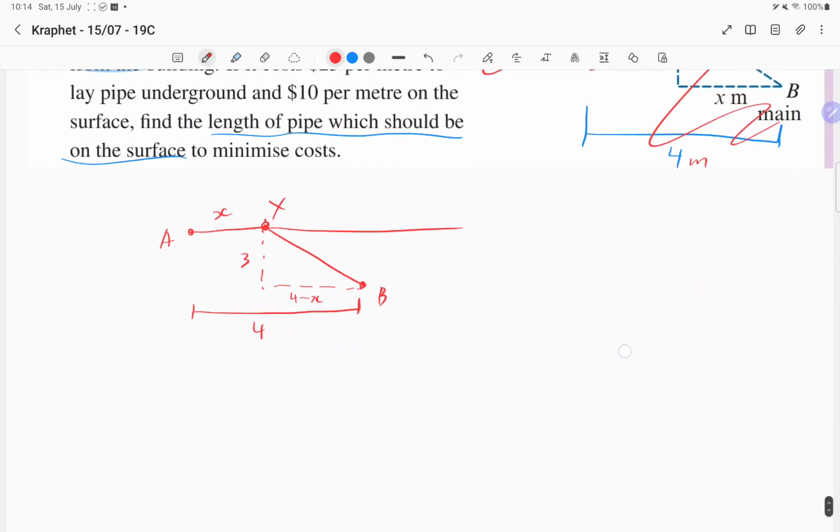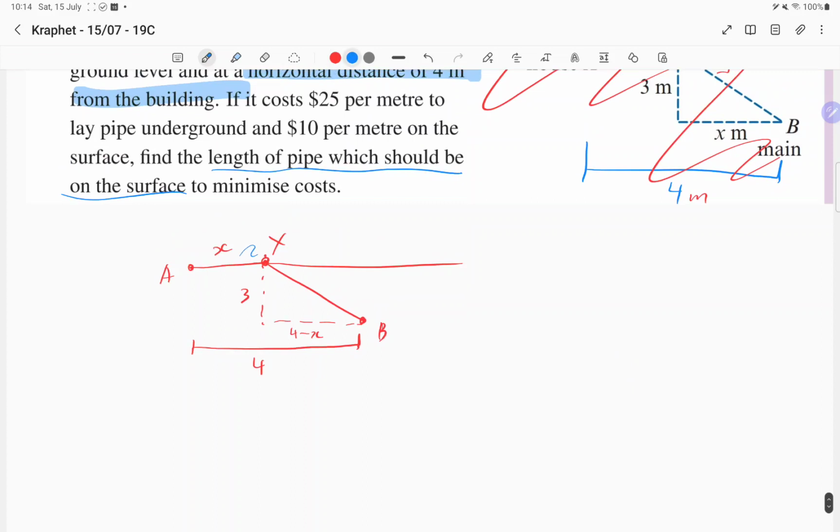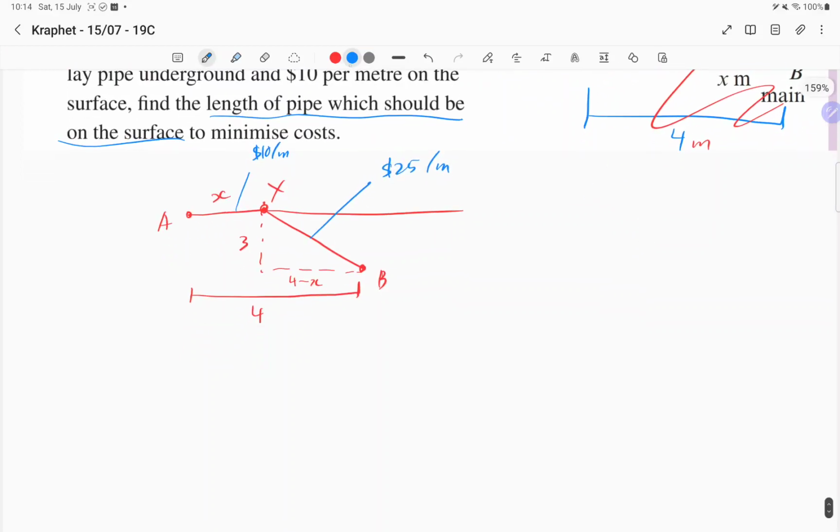We look at this diagram here, and we find $10 per meter on the surface, and this one is 25 per meter. Then what is the cost? Cost C would be equal to 10 times AX plus 25 times BX. So start with the simple formula first. 10 times AX, we say that is x, so it'd just be 10x here. And then the BX will be a little bit harder because you've got to go 4 minus x and then everything squared.